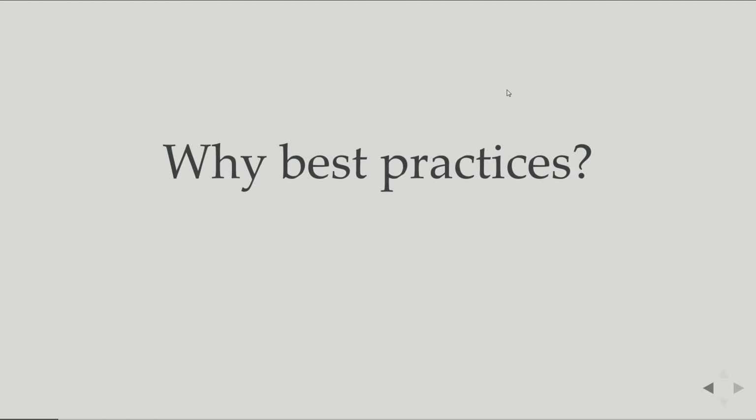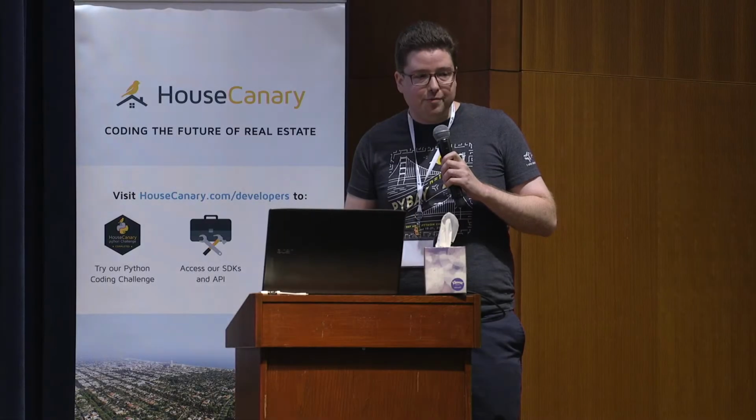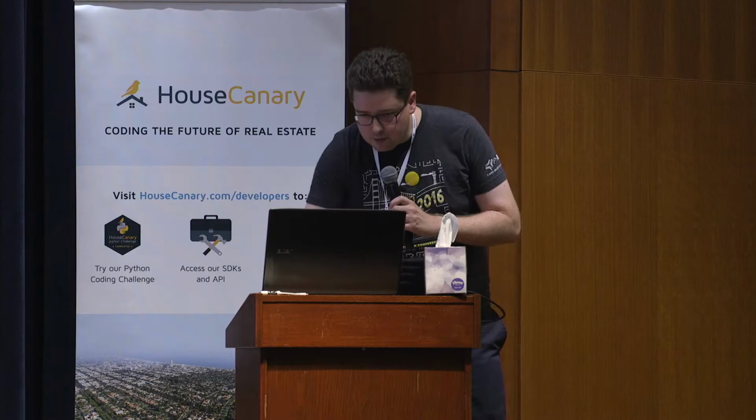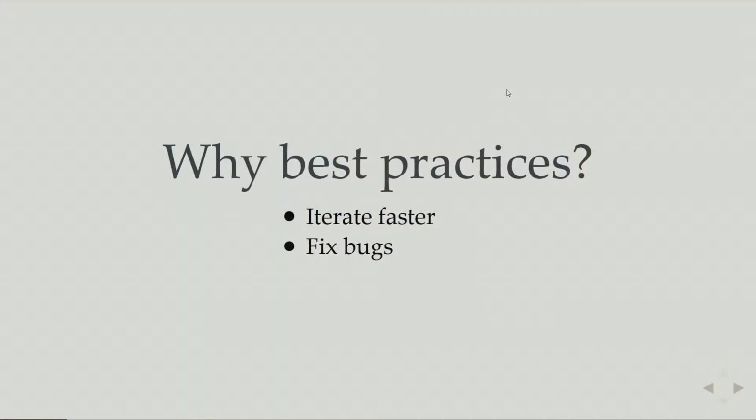So we're going to try to improve the situation by using best practices. What are we trying to achieve? First, we want the code to iterate faster. So it should take less effort to write new features going forward. We want to fix the latent bugs in the system, and we also want to introduce fewer regressions. Basically, the goal is to be able to move fast without breaking stuff.